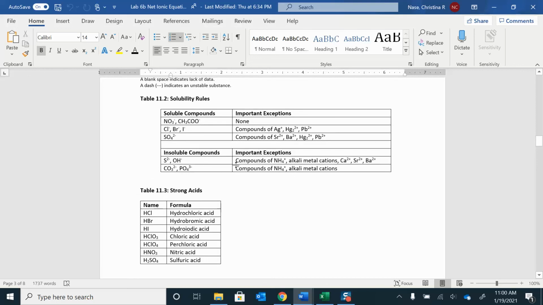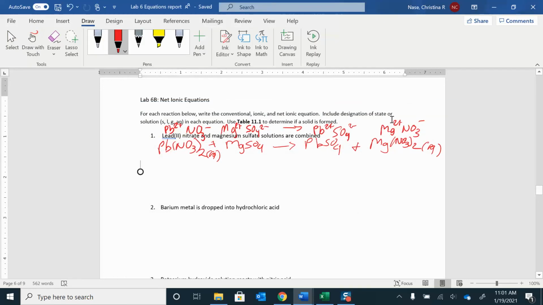Right, solubility rules. Nitrates, there's no exceptions. Nitrates are always soluble. So whenever you see nitrates, you're good to go. The other thing we have in this problem is the sulfates. And sulfates are usually soluble, except when you have strontium, barium, and lead. Okay. So in this case, we do have lead. So we know that lead sulfate is going to be our solid. But magnesium sulfate will be aqueous because it's soluble. So aqueous means soluble, solid means it's a solid.